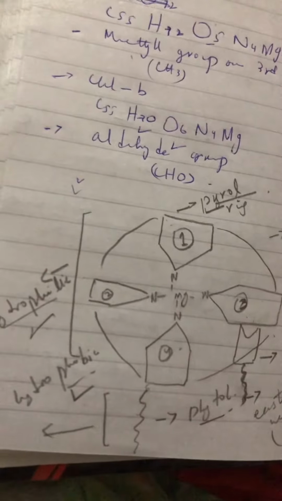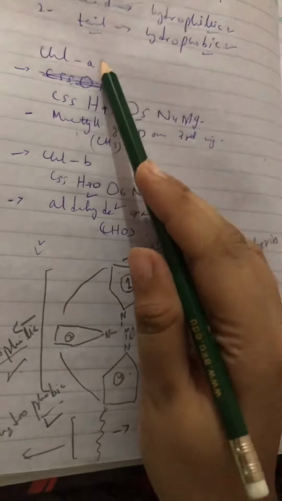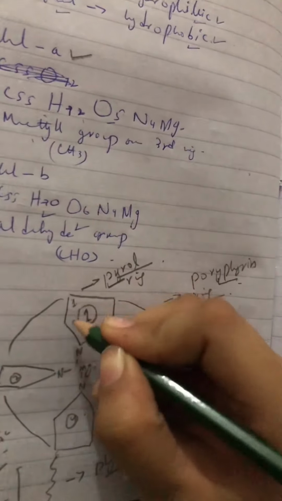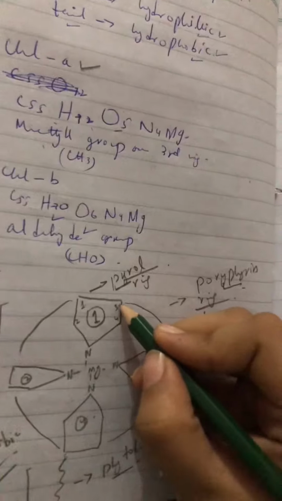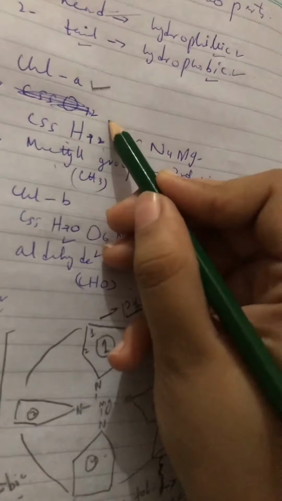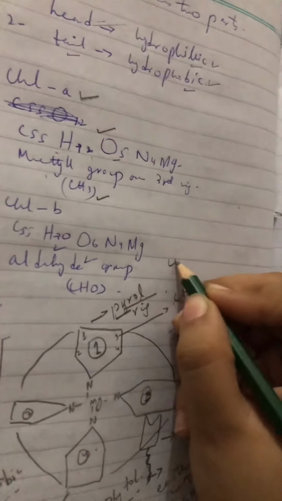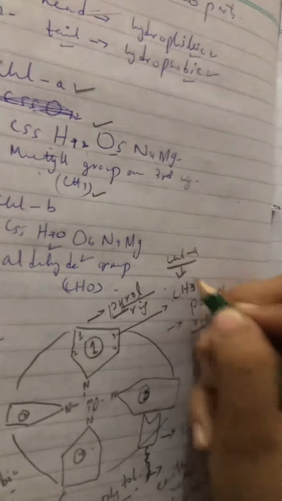So that was all, the chlorophyll A formula was C55H72. One thing is remaining: on the third carbon, if it's chlorophyll A, we have a CH3 group. If it's chlorophyll A, we have CH3 on the third carbon of the pyrrole ring. If we have chlorophyll B, we have a CHO group, an aldehyde group, on the third carbon of the pyrrole ring, right? As I mentioned, there's a difference in formula, H72 and O5, because of the methyl group and the CHO group.